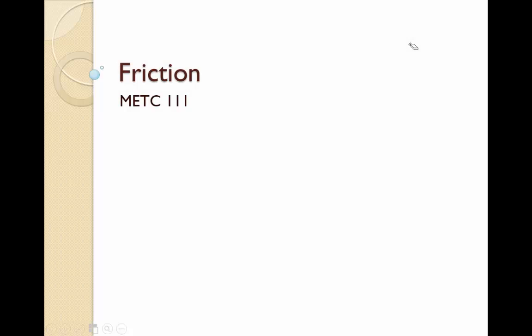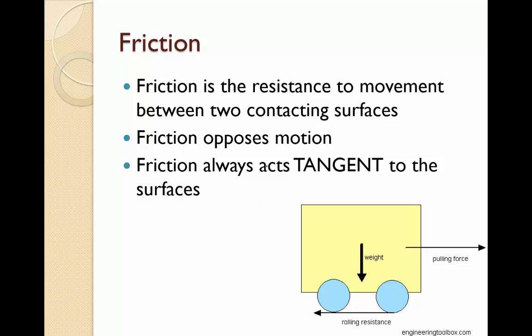Friction is another thing we can analyze using static equilibrium. Friction is the resistance to movement between two contacting surfaces. An important point to remember here is that friction always opposes motion and will always act tangent to the surfaces.